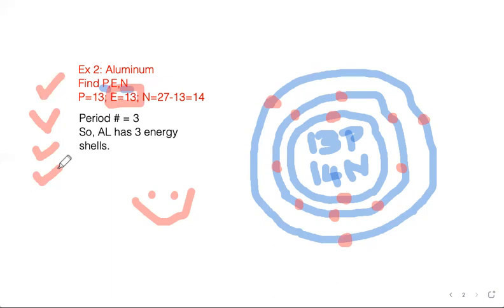I think this helps you a lot. Let us know if you have any questions. And you can try for the remaining. So we have done fluorine, we have done aluminum. Now it's your job to try for the remaining atoms.